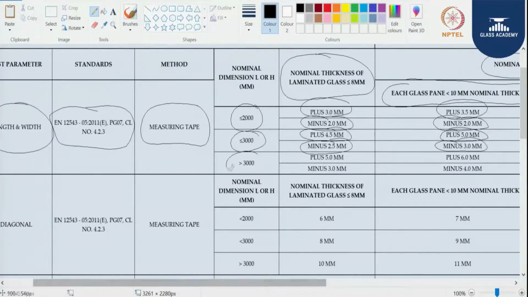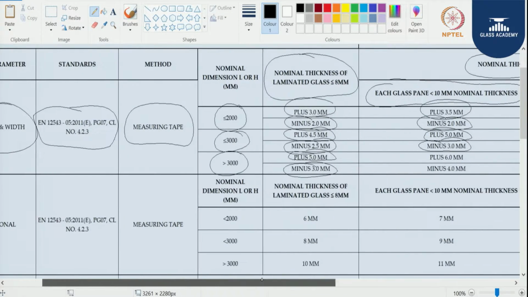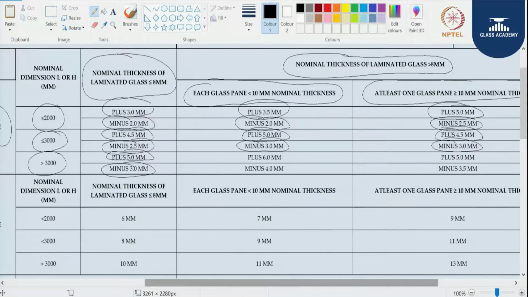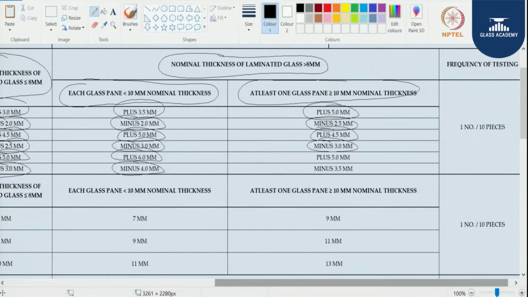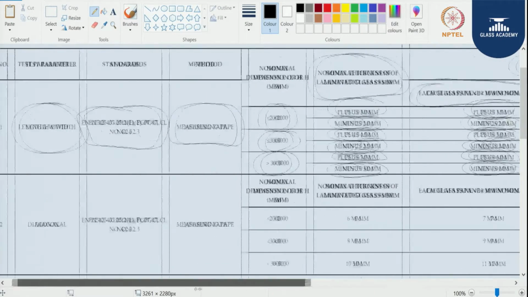In a similar way, if my panel size is more than 3000 mm and the nominal thickness of the laminated glass is less than or equal to 8 mm, plus 5 mm is allowed and minus 3 mm is allowed as per the standard EN 12543. And for each pane of glass less than 10 mm nominal thickness, plus 6 mm is allowed and minus 4 mm is allowed. In a similar way, if at least one glass pane is more than or equal to 10 mm nominal thickness, plus 5 mm is allowed and minus 3.5 mm is allowed, and the frequency of testing shall be one number in every 10 numbers.